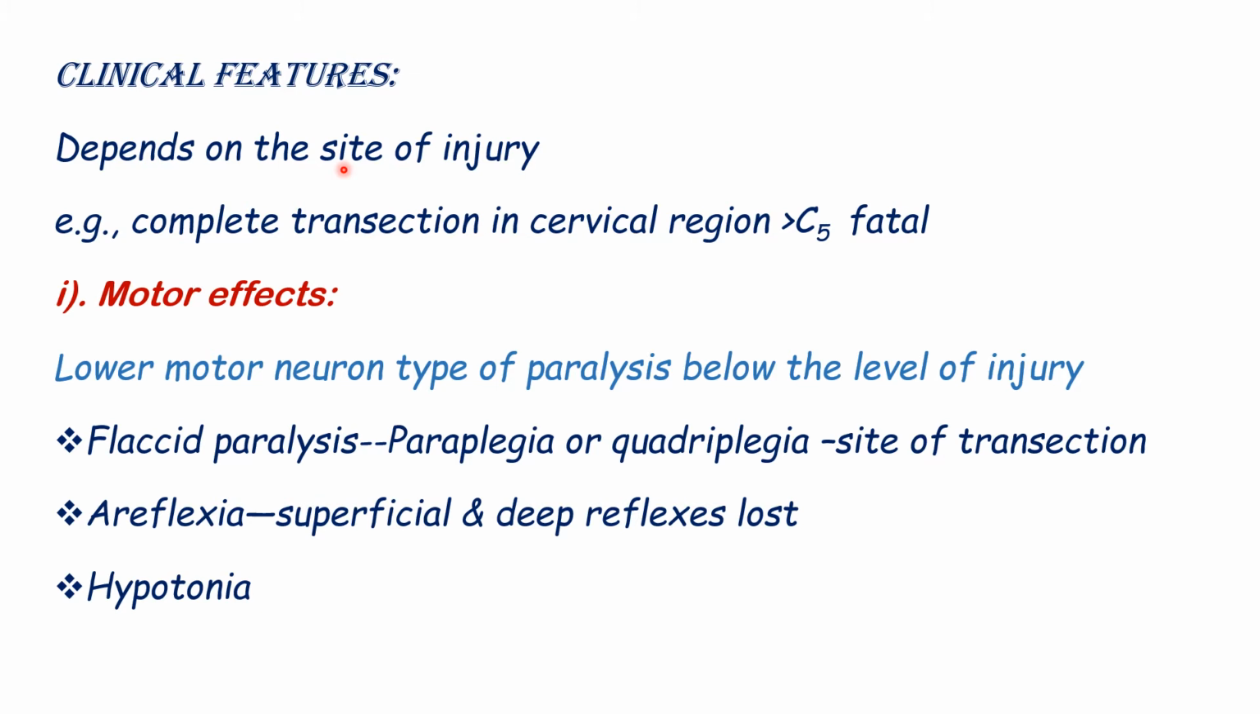So when there is complete transection, for example, complete transection in the cervical region above the C5 level, it is fatal. Why is it fatal? Can somebody start thinking? Please try to recollect. Because of the cutting of connections between the respiratory center and the respiratory muscles, leading to paralysis of respiratory muscles. So the respiratory center which controls the respiratory muscles, its connection to them is lost. So the person can die.